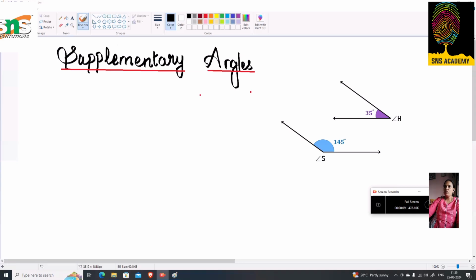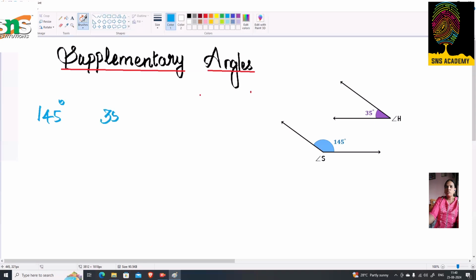In the last video we learned about the types of angle. There is one more type, supplementary angle. So I have taken two different angles here. One angle is 145 degrees and another angle is 35 degrees. So we are going to find the sum of these two angles. When you find the sum of these two angles, we get 180 degrees.